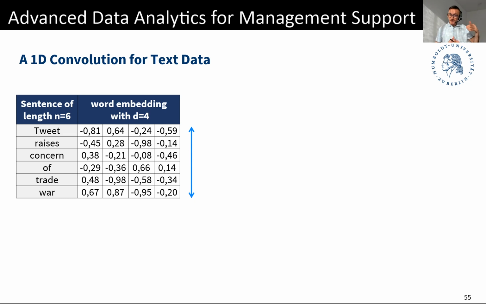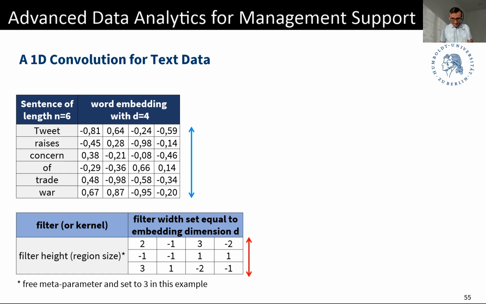We have words of length 6, and we embed these words as usual using, for example, word2vec. I am depicting an embedding dimension of only 4. In practice, it would be a lot more. And in this table, the arrow indicates the sequential structure, and that is important. We have the sequence of words of length 6, and now we need to perform a convolution of this data. And here is a kernel or a filter we could use.